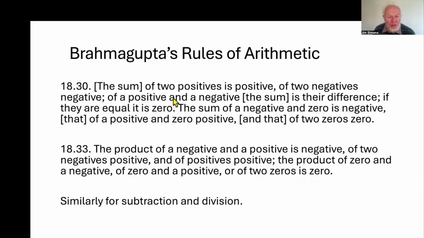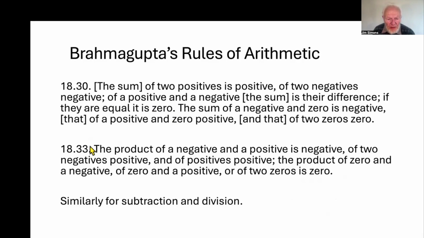He says the sum of two positives is positive, of two negatives negative, of a positive and a negative, the sum is their difference, and if they're equal, it's zero. That's very good, isn't it? The sum of a negative and zero is negative, that of a positive and zero is positive, and that of two zeros is zero. So he's got addition of all these positive, negative, and zero numbers absolutely right.